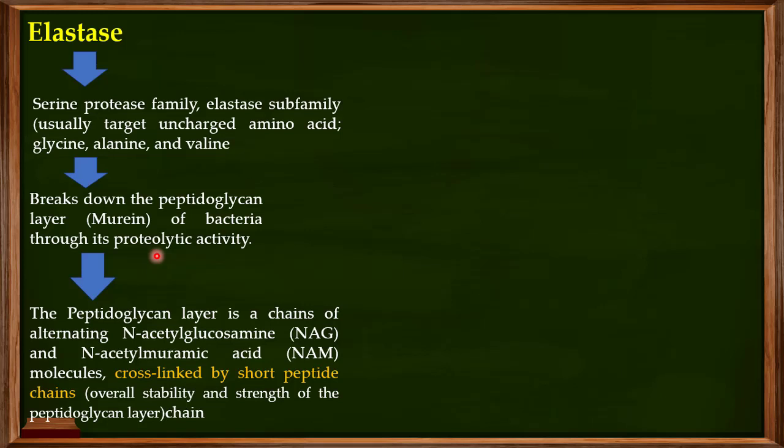Now, if you look at the structure of the peptidoglycan layer, the peptidoglycan layer is actually a chain of alternating N-acetyl glucosamine and N-acetyl muramic acids. And we talked about the importance of the lysozymes as far as the NAG and the NAM and their connection with each other is concerned. So in this particular video, as we are talking about the elastase, which is actually a proteolytic enzyme, these NAG and NAM chains are cross-linked by short peptides. And these short peptides provide the overall stability and strength to the peptidoglycan layer.